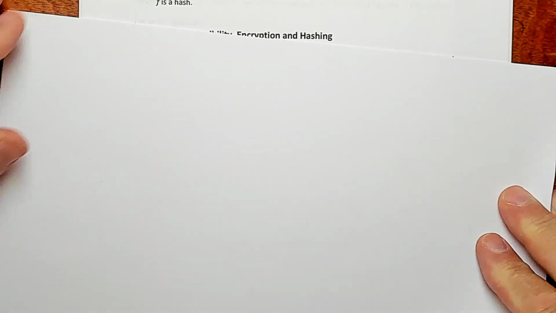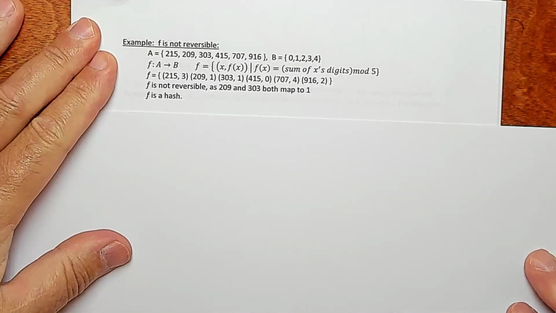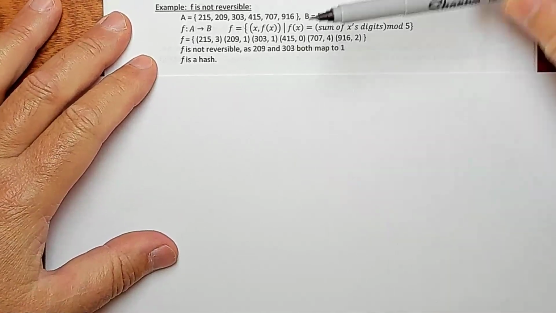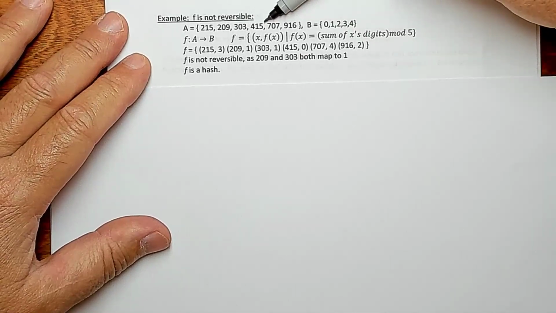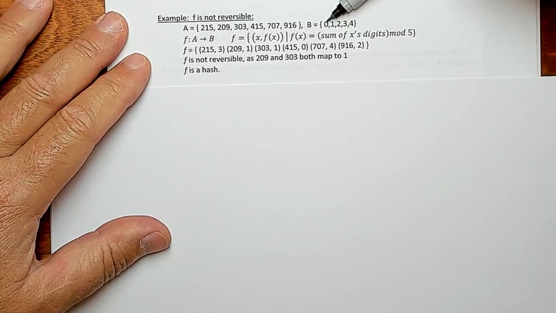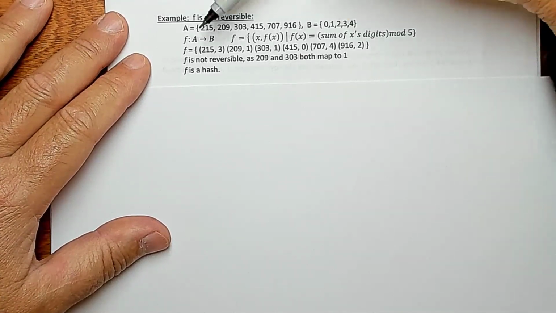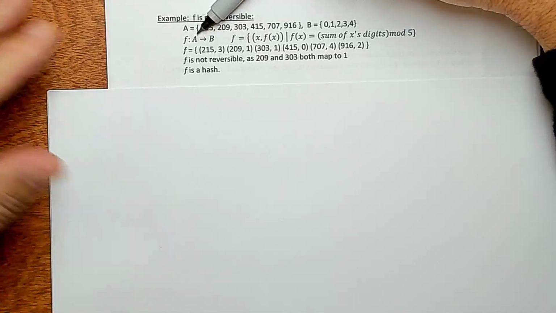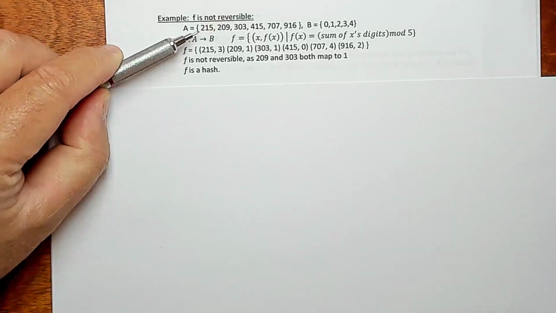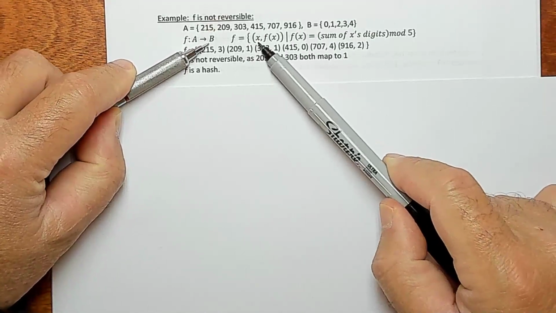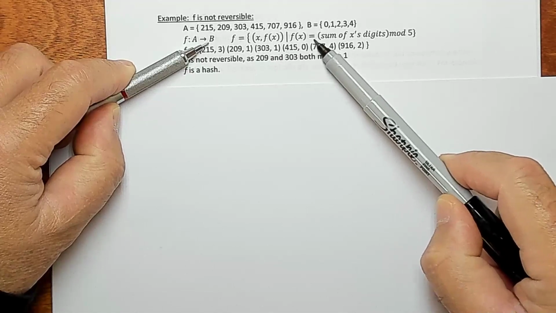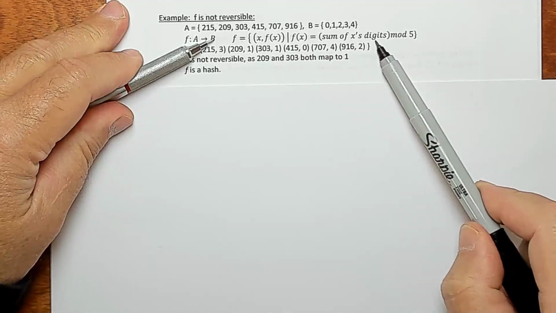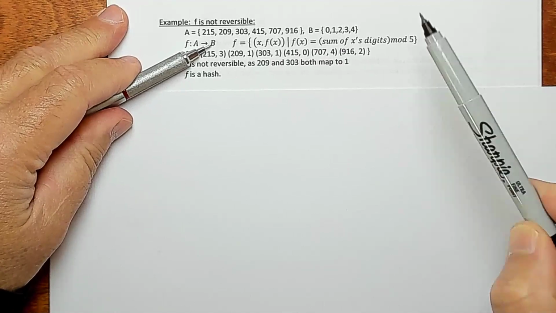Be this dude. This guy here is not reversible. I've got a set of area codes A: 215, 209, 303, 707, all these different area codes. And then I've got these little numbers here, just 0 through 4. And then we say f is a function that maps the set A into the set B, given by f, a set of ordered pairs, f of x such that f of x is the sum of all the digits mod 5. So let's do that.